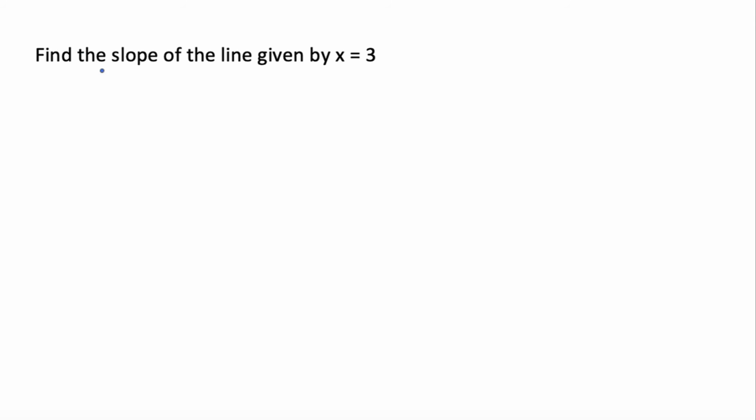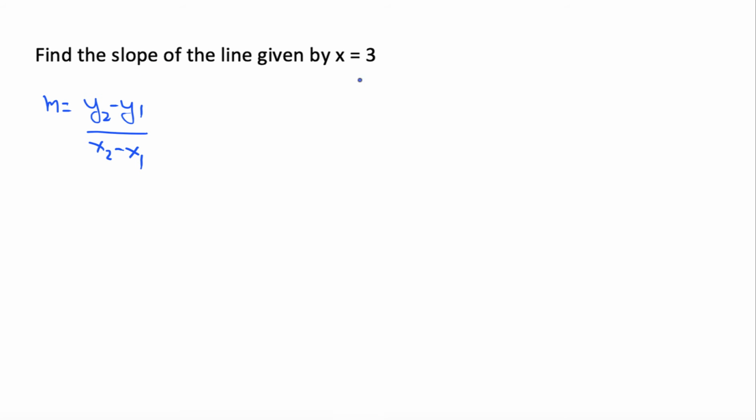Find the slope of the line given by the equation x equals 3. All right, so we are asked to find the slope of the line. We know that there's a formula for that, right? m equals y2 minus y1 over x2 minus x1. Well, this actually requires us to know 2 points that are on the line.